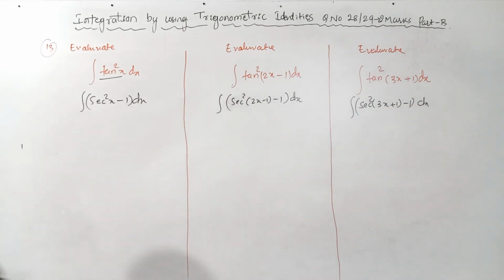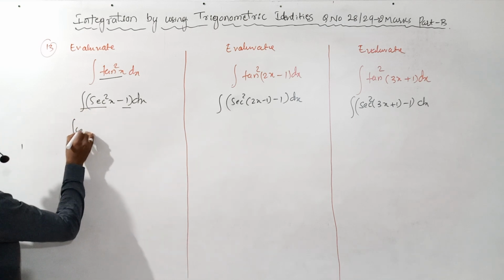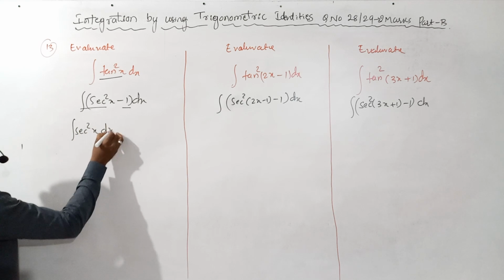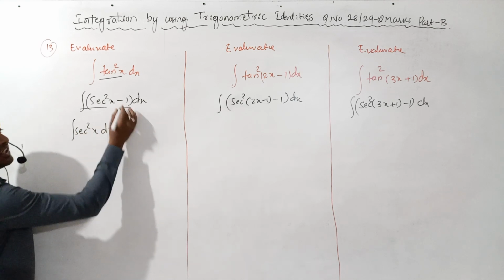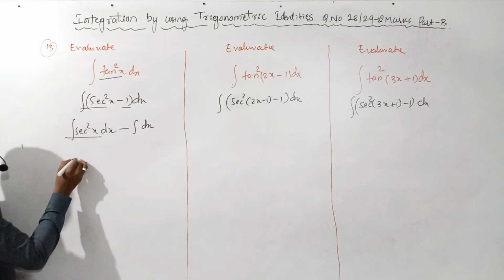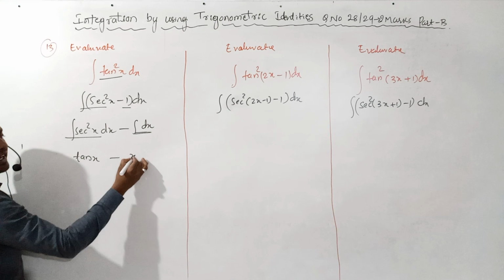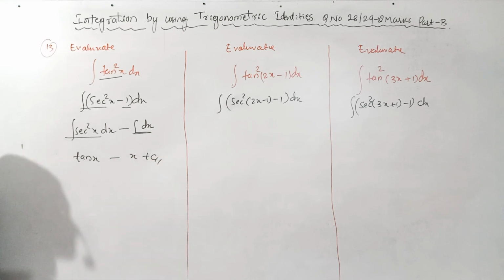Now separate this term and integrate. Integration of sec square x dx minus integration of 1 into dx. 1 into dx is what? dx. Integration of sec square x is what? Tan x. Minus integration of dx is what? x plus c. So this is the answer.